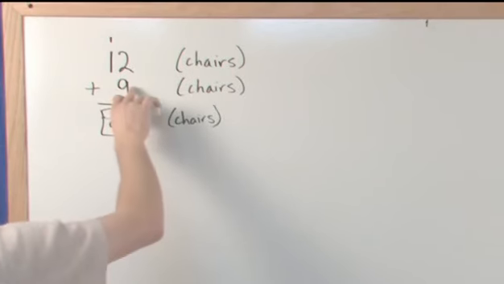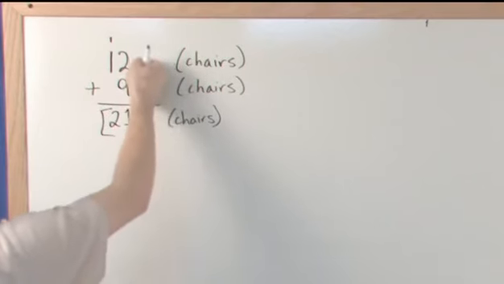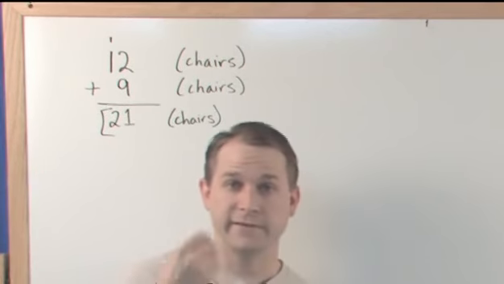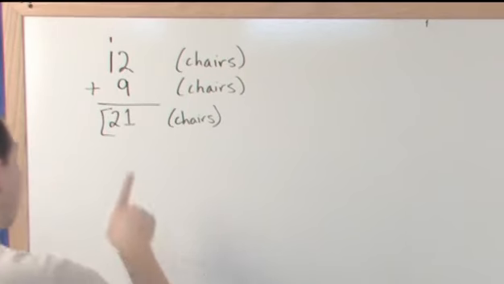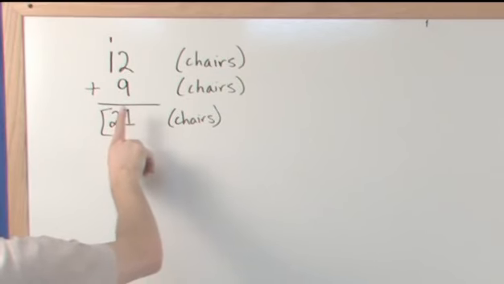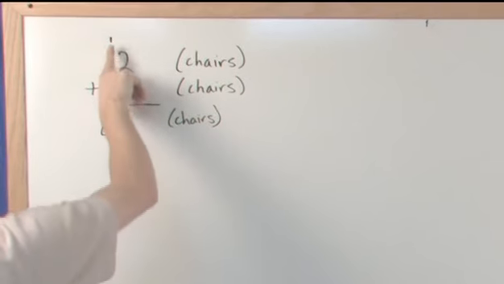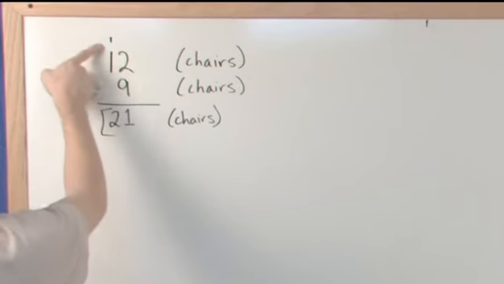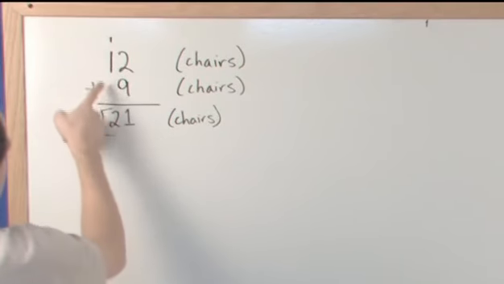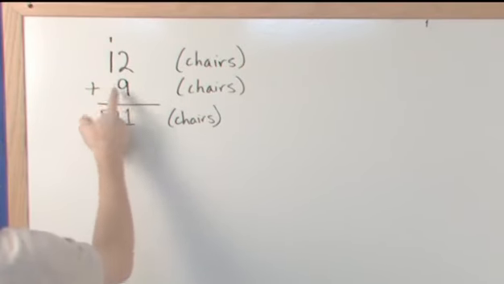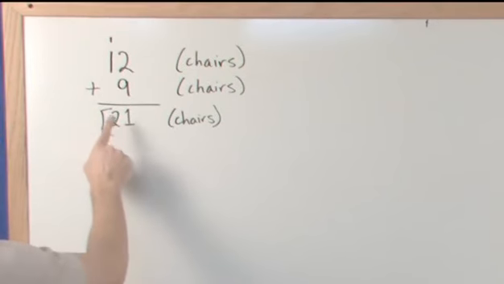12 chairs in one classroom, 9 chairs in the other. 9 plus 2 gave us, starting at 9, 10, 11. We added 2 more and got 11. Now when we put the 11 down, we put the 1 here, but we had to carry a 1 to the next column here, and then 1 plus 1 in this column, plus the 0 that was here, which is nothing, gives you 2. Okay?